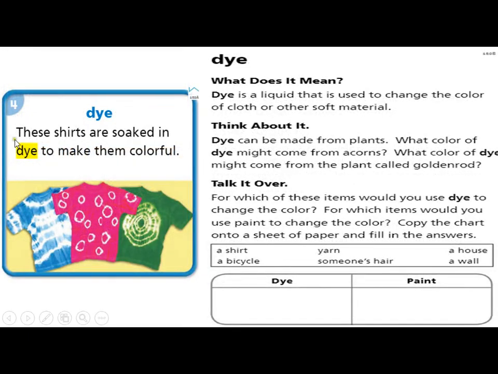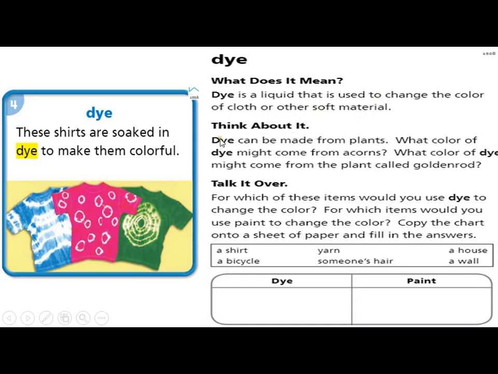Number 4, dye. These shirts are soaked in dye to make them colorful. Soaked is when you put something inside of water and the thing is absorbent, so it absorbs the water. You soak it, and here they have soaked these shirts in dyed water to make them colorful. So what does the word dye mean? It is a liquid that is used to change the color of cloth or other soft material.